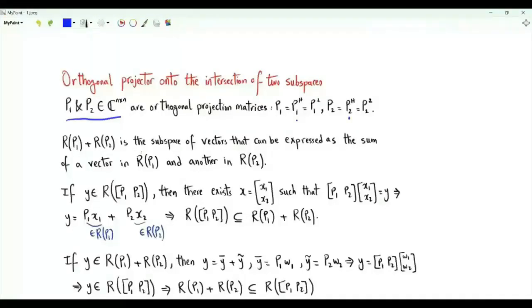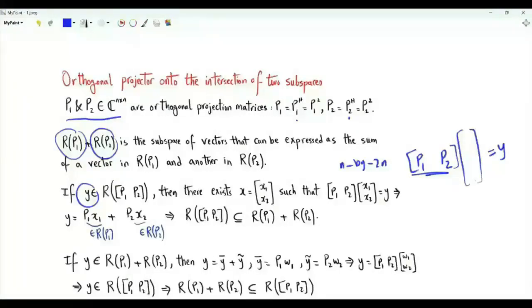Let's investigate the subspace of vectors that can be expressed as the sum of a vector in the range of P1 and another vector in the range of P2. Consider the n by 2n matrix, which has P1 and P2 as submatrices. Consider vector y in the range of this matrix. Since y is in the range, we can write y as the product of this matrix and a 2n-dimensional vector. Suppose that the top n elements are n-dimensional vector x1 and the bottom n elements are n-dimensional vector x2. Y is equal to P1 x1 plus P2 x2.